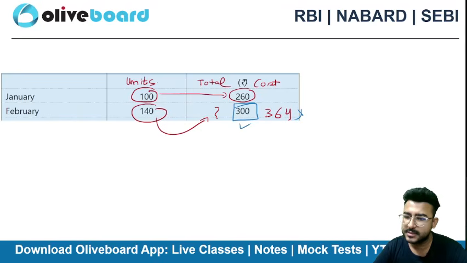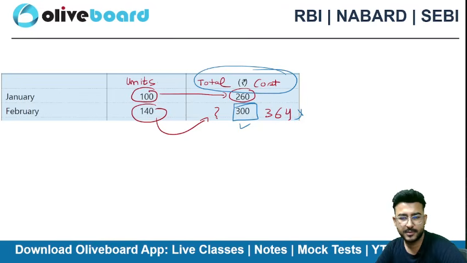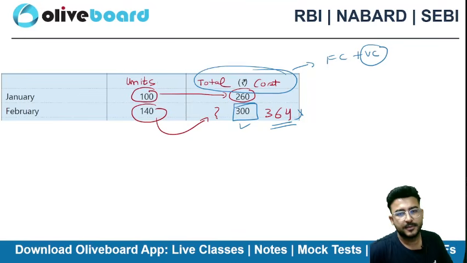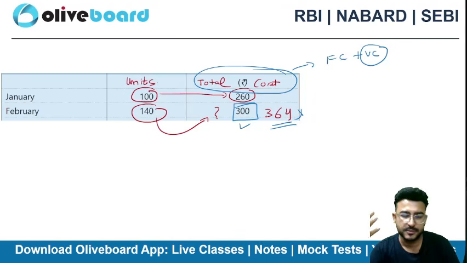So that means this is the total cost, not the variable cost. That means it is fixed cost plus variable cost. Had it been purely variable cost, the answer should be 364. Why? Because the more you produce, the higher will be your cost, if it is purely variable cost.